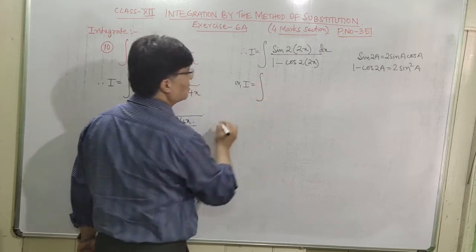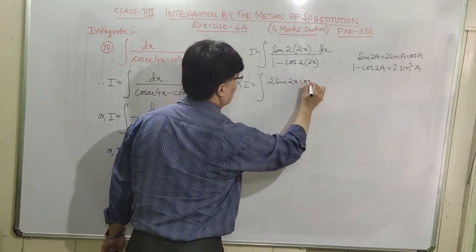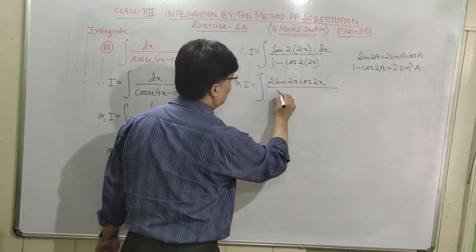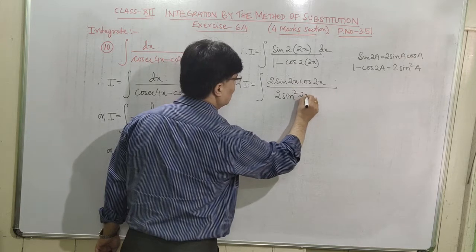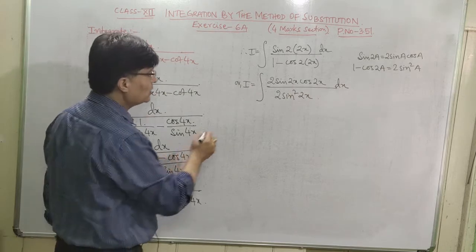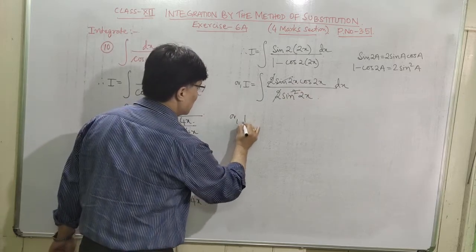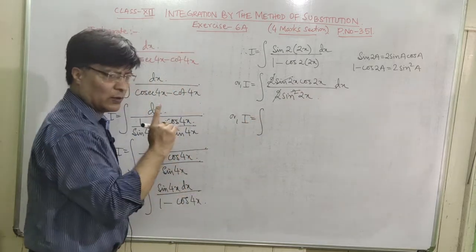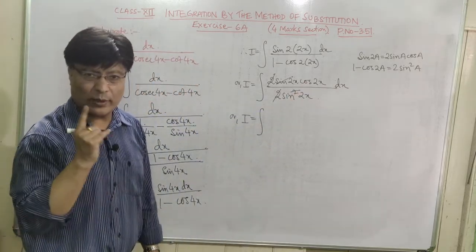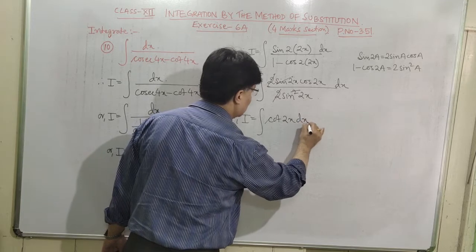I is equal to integration of, what is sine 2a here? It is 2 sine 2x cos a is cos 2x divided by, now this is 2 sine square a form, 2 sine square, what is a out here? It is 2x. Then you can write here dx. Understood? So here you can cancel this, 2 gets cancelled, sine 2x and square will be cancelled. So or I is equal to integration of, what is the value of the remaining term? It is cos 2x divided by sine 2x. What is cos 2x divided by sine 2x? It is cot 2x dx.